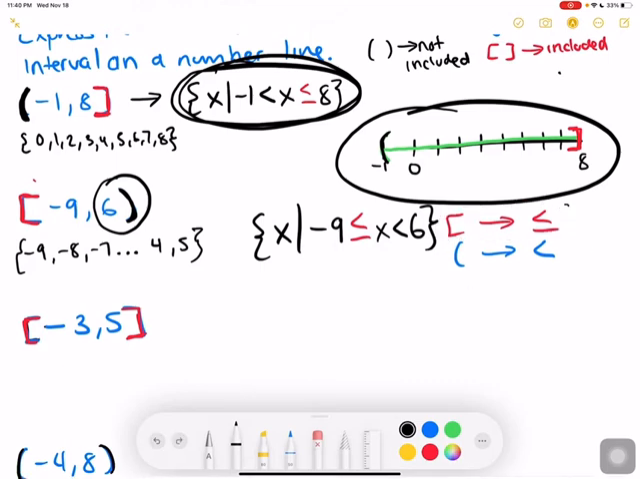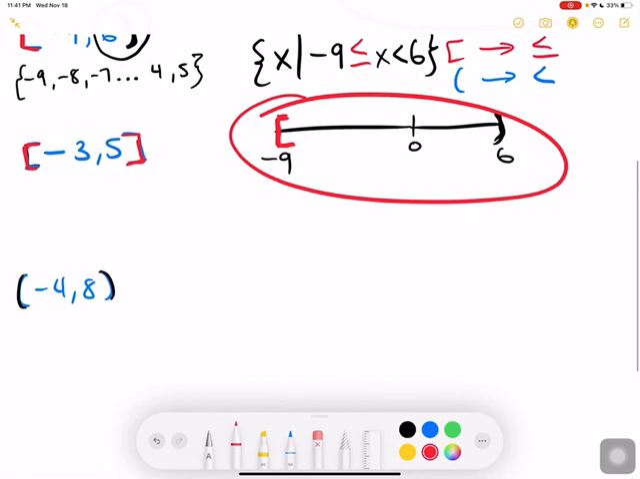Okay, and of course the line is going to be really simple. This line is going to go, that's my 0. It goes from -9 all the way to 6. So that's where my line is going to reach. -9 has a bracket, so I'm just going to place a bracket in there. And 6 has a parenthesis. So this is what my line is going to look like. Parenthesis on 6, bracket on -9.